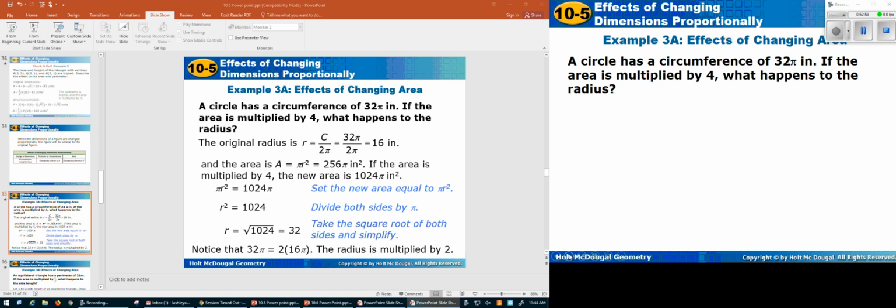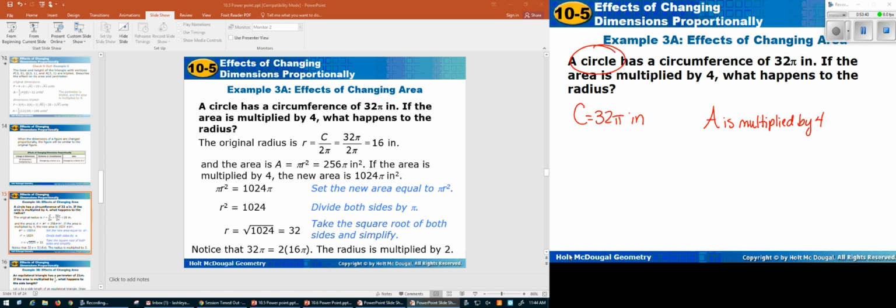It says the circle has a circumference of 32 pi inches. If the area is multiplied by 4, and what you think about your shortcuts here. First of all, we're dealing with a circle, which is one of our special shapes. If the area is multiplied by 4, what happened to the radius? So if the area is multiplied by 4, what are they giving us when they say by 4?